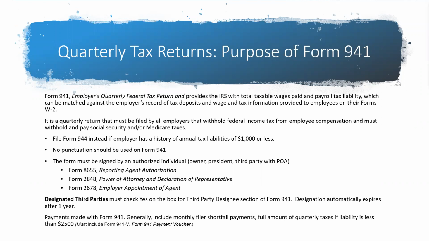If you have a payment due with your 941, sometimes this could include monthly, if you're a monthly filer and you had a shortfall of payments, or if you are a quarterly filer, if your tax liability is less than $2,500, then you can pay the full amount with your 941. If you do that, make sure you include the 941V, which is the payment voucher that goes along with that.